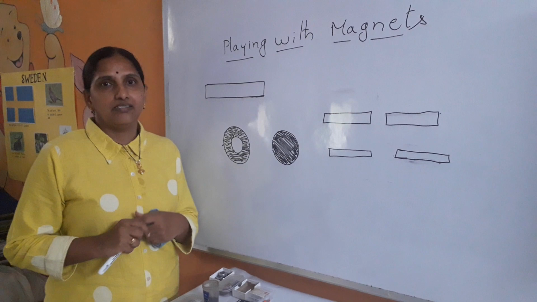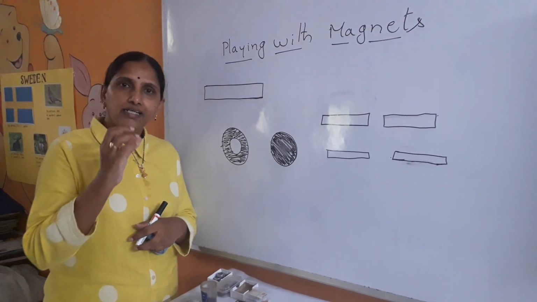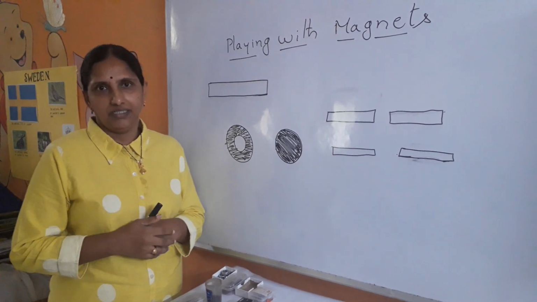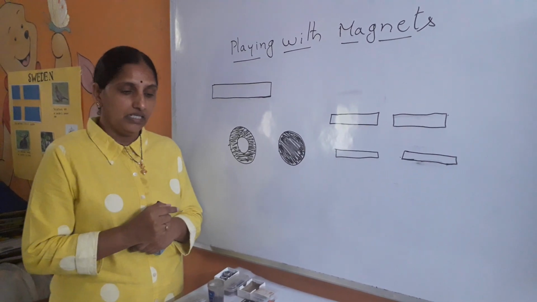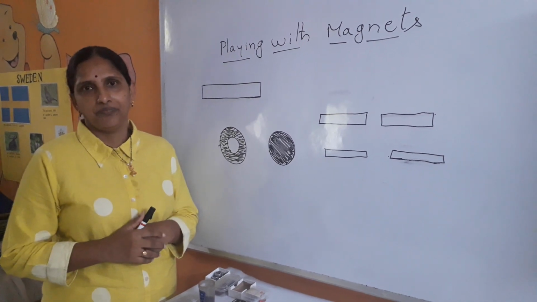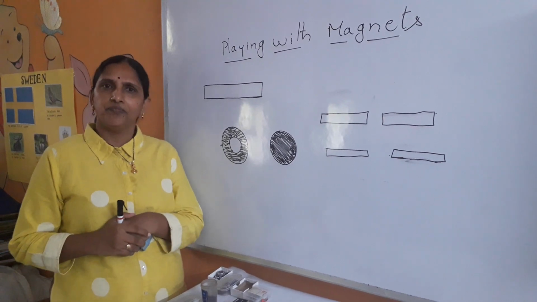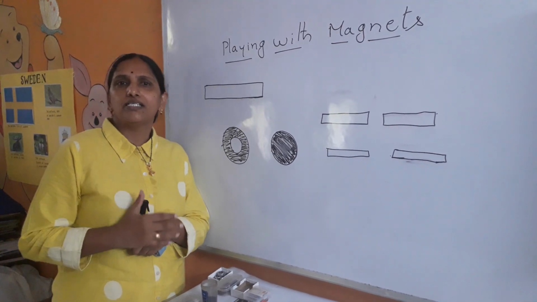And in this class, we are just going to see what the characteristics of magnets are, and how to identify whether a given object is a magnet or not. Okay, there are so many stories about magnets. You have just come to class 6.